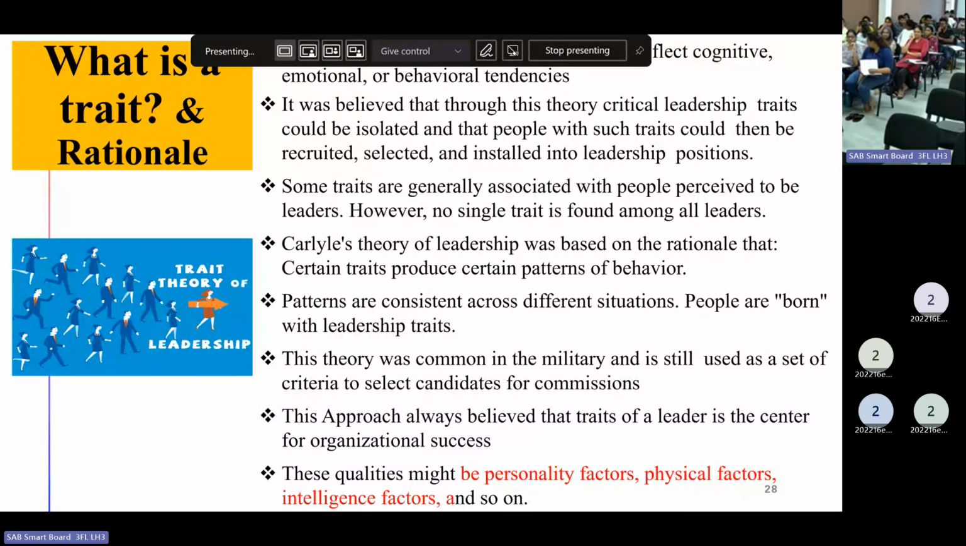So these qualities might be personality factors, physical factors, and then they identify three types of factors. What are these? Personality factors, intelligence factors. Now the 98 they group into three. What is intelligence factors? What are the 8 intelligence factors we discussed? Personal intelligence. Out of the 3 we studied emotional intelligence.